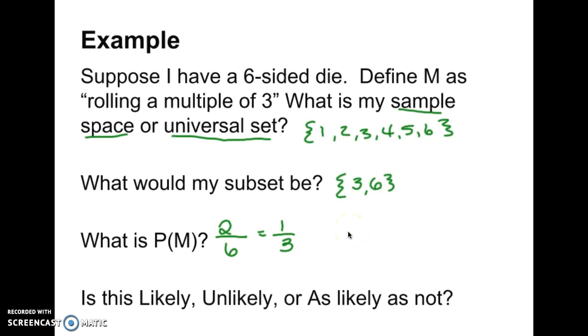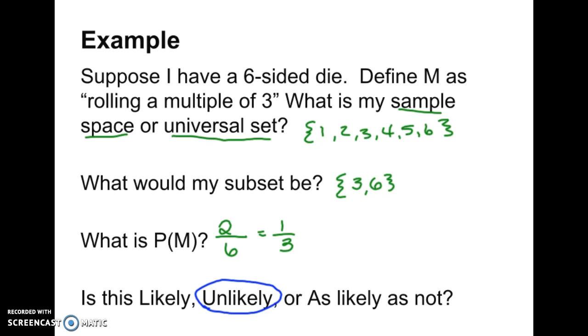And the final question says, is this likely, unlikely, or as likely as not? And 1/3 is less than a half, or less than 50%. It's about 33% repeating with the 0.3s, and that makes it unlikely. Not impossible, just probably not what's going to happen, but it could. Right, so these have been the subset notation notes. If you have any questions on these, let me know.